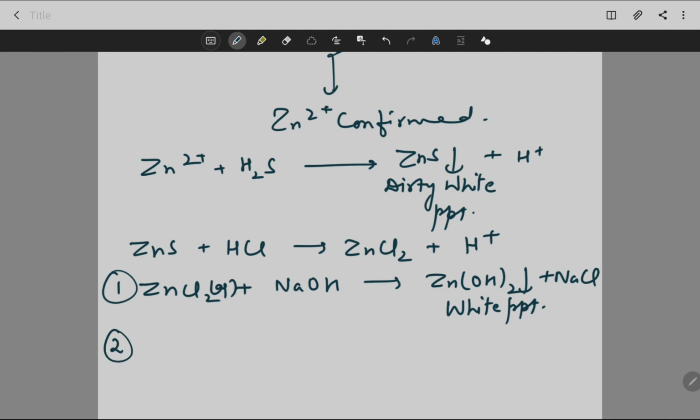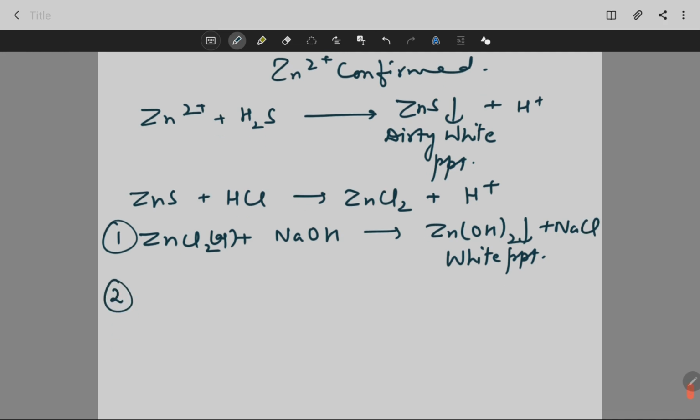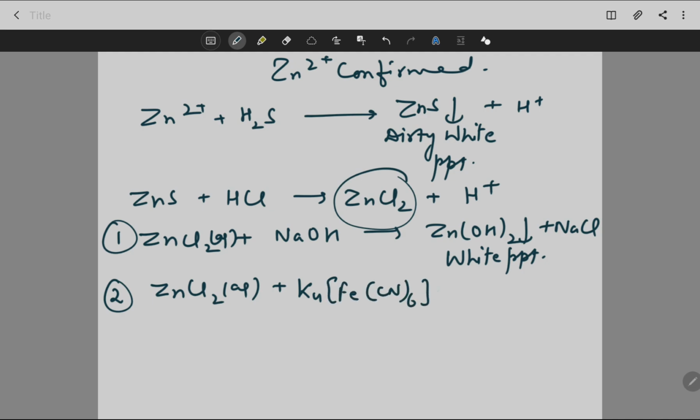Now what about the second test? The second test we are performing is the potassium ferrocyanide test. So what is happening here? Here again we have ZnCl2, the second part. So ZnCl2 aqueous, and we have added to this potassium ferrocyanide solution, K4[Fe(CN)6] solution. Now it will be converted to Zn2[Fe(CN)6]. So it will be converted to zinc ferrocyanide, and because of the formation of this zinc ferrocyanide we get bluish white precipitate.